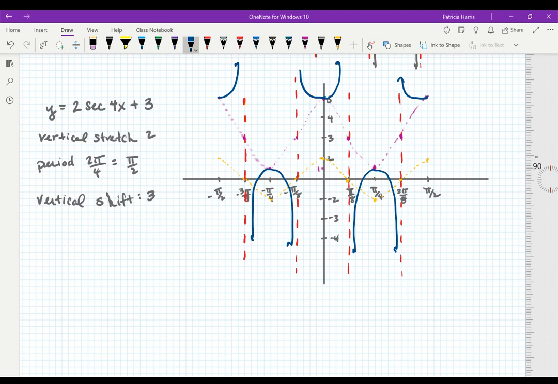All right, so that's basically cosecant and secant. If you know your sine and cosine graphs, you have your secant and your cosecant. Okay? All right.